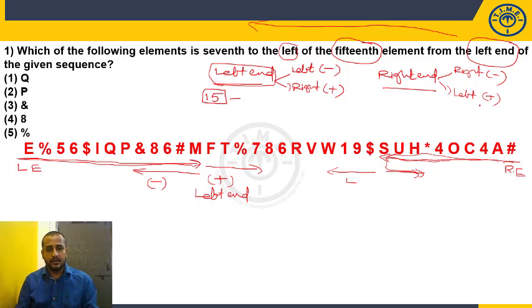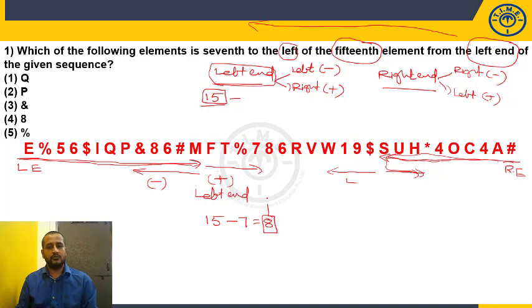But don't forget that for the initial element, we should not use any sign. You should take it as is. Whatever the element they will say, you have to take it as it is. Now in this question, what is given? 15th. So we have taken 15th. And what is given here? The term left, minus and 7. So 15 minus 7, 8th.